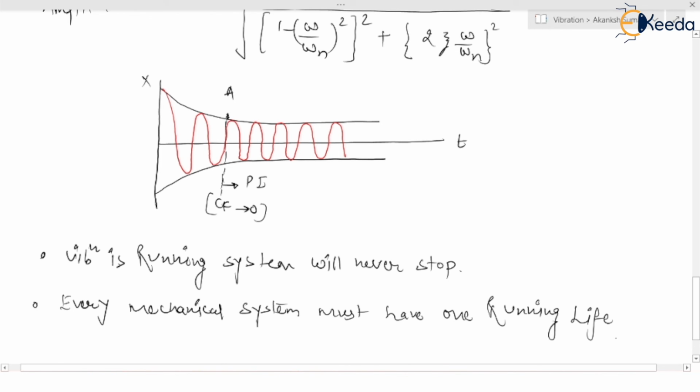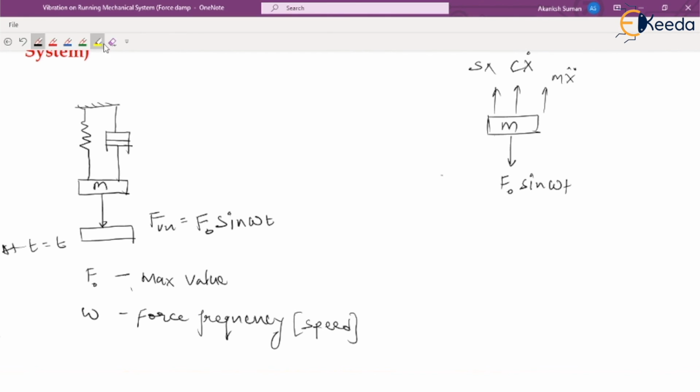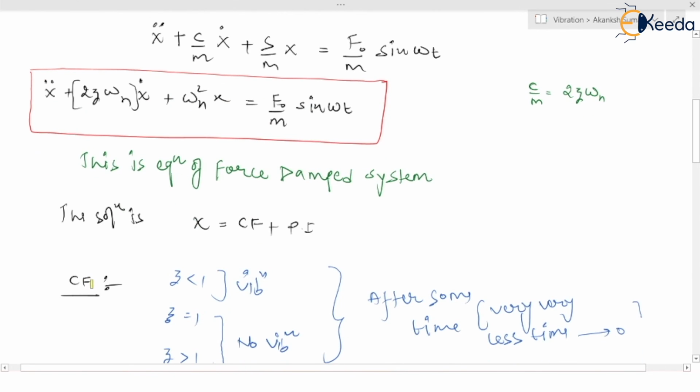Now I am going to repeat again so that you will be able to understand completely. There will not be any doubt here. Okay. See here, in the vibration on the running mechanical system, also known as force damped system, we consider unbalanced forces. An unbalanced force is F naught sin omega t. Okay, and F naught is the maximum value, we all know that.